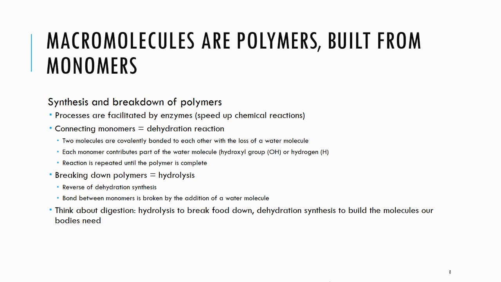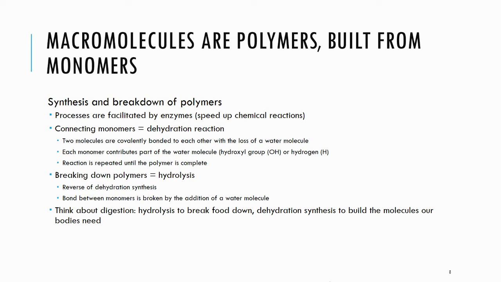Before we talk about the 4 macromolecules, we want to talk a little bit about how they are made and broken down. Both of these processes are facilitated by enzymes that help speed up the chemical reactions. When monomers are connected, it is called a dehydration reaction. 2 molecules will be covalently bonded to each other with the loss of a water molecule. Each monomer will contribute part of the water molecule, so one will contribute the hydroxyl group and the other will contribute a hydrogen. And that reaction will be repeated over and over until the polymer is complete.